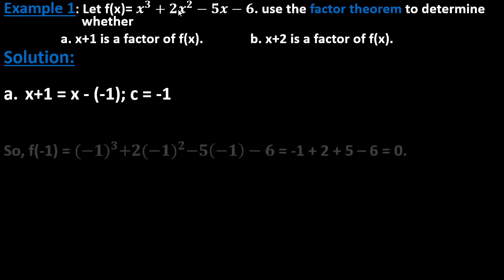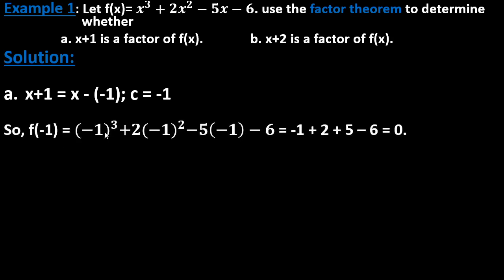Let's do it. f(minus 1) is just (minus 1) to the third plus 2 times (minus 1) squared minus 5 times (minus 1) minus 6. Then this is exactly 0. So now you can generalize that x plus 1 is a factor of the given polynomial function. So let's proceed to the second one.